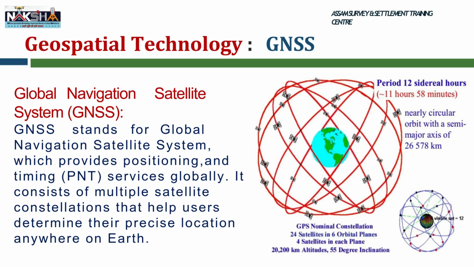The key strength of GNSS is that it allows users to determine their position anywhere on Earth at any time with high accuracy. This capability makes GNSS essential not only for daily applications like mobile navigation, but also for surveying, land governance, transportation, disaster management, and scientific research.